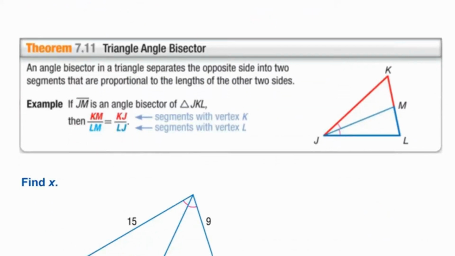The next thing we're looking at is a single triangle and looking at the angle bisector of that triangle. If JM is the angle bisector, then it separates the opposite side, which is KM and ML, or KL, that's proportional to the lengths of the other two sides. So in this picture, KM over ML would equal KJ over JL.